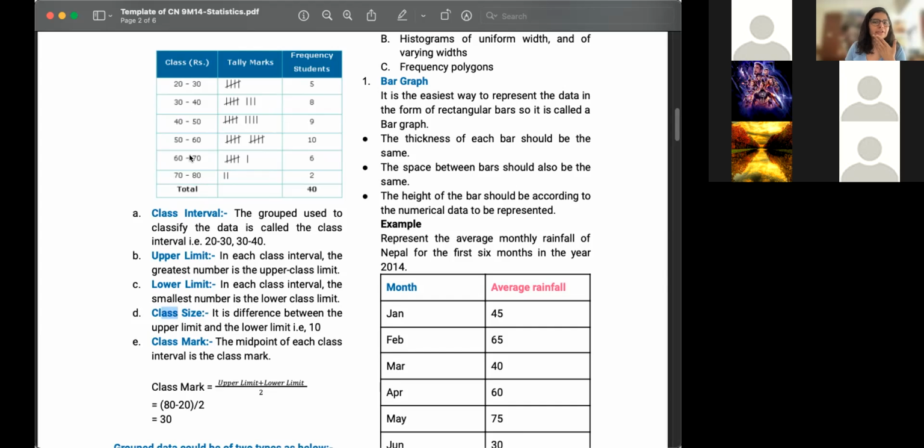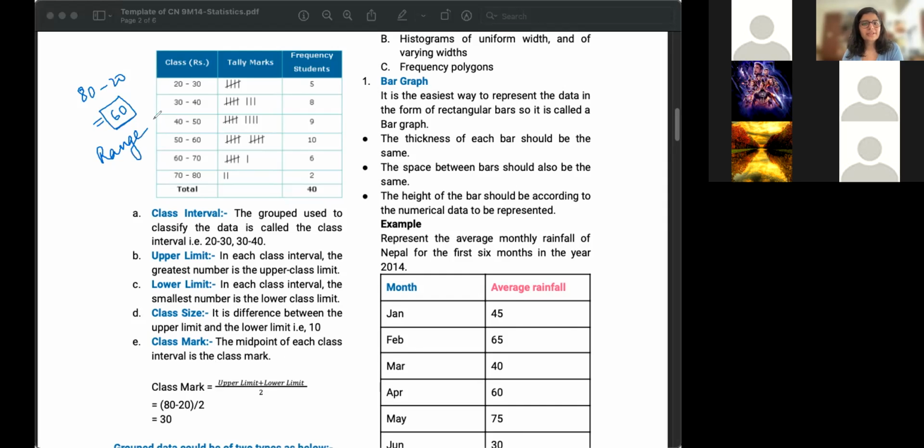Then what is 60? If I do 80 minus 20, I get 60. What will that number tell me? So class size is the size of each class, that's 10, like 30 minus 20 or 40 minus 30. But if I do 80 minus 20 equal to 60, what is this number? Is this the range? Yes. This would be the range, because it is highest value minus lowest value. Highest goes up to 80, lowest goes to 20. So my range is 60 for all of this data.